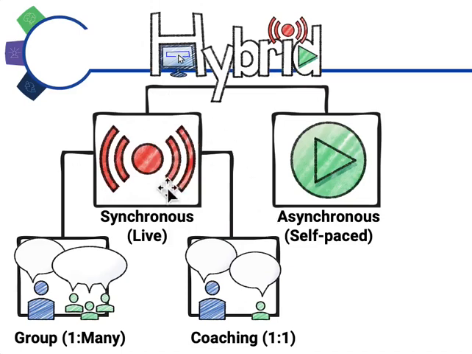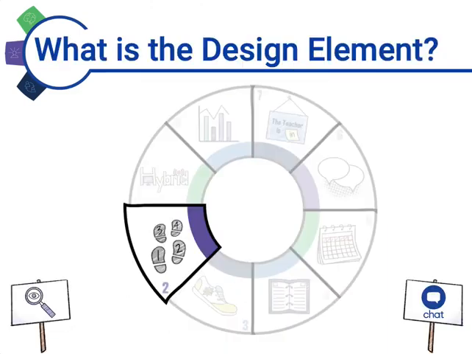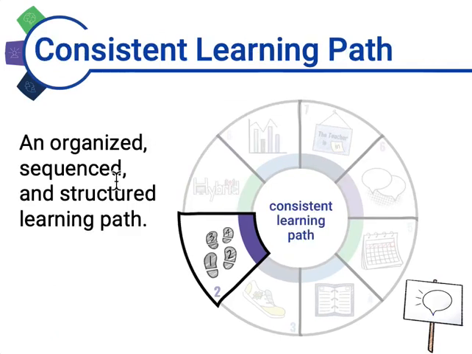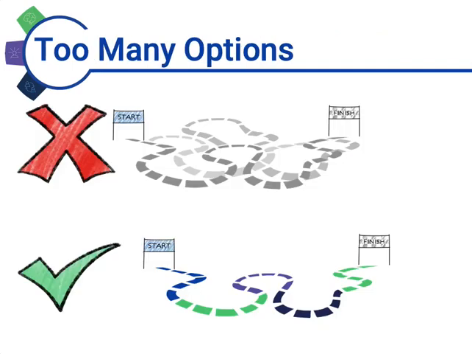Those synchronous live classrooms are things like Zoom meetings or maybe Google Classrooms, where learners meet live in a digital format. Asynchronous is when you have a self-paced portion of your class that learners do outside of live interaction with you. Design element number 2 is that we provide a consistent learning path, an organized sequence and structured learning path.